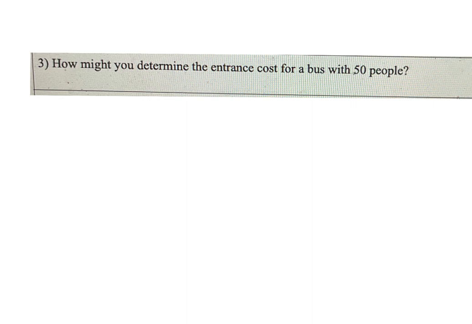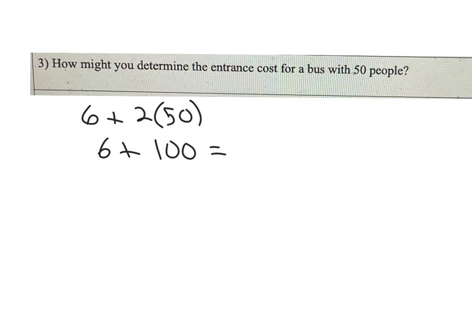All right, so for question number 3, how might you determine the entrance cost for a bus with 50 people? Well, first of all, they tell us in the very beginning, it doesn't matter what kind of vehicle it is, it's $6 per vehicle. And each person, they're going to charge you $2 for that person. So if you have 50 people, that's 2 times 50. So 6 plus 2 times 50, that's 6 plus 100. And it's going to give you a cost of $106.